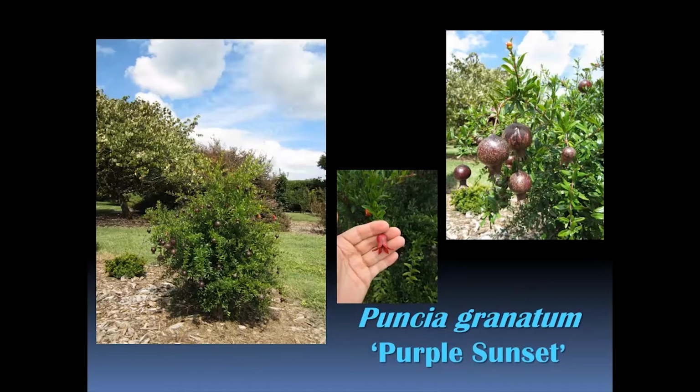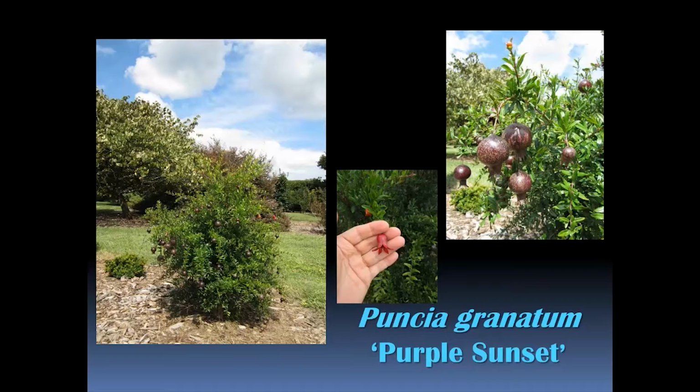This is a pomegranate cultivar called Purple Sunset. It's planted right next to our espaliers. Right behind it is a hornbeam arch. That's one of the highlights of our arboretum. But when this thing has fruit on it, everybody stops in their tracks and is instantly drawn to it. It looks like Christmas ornaments all over it.